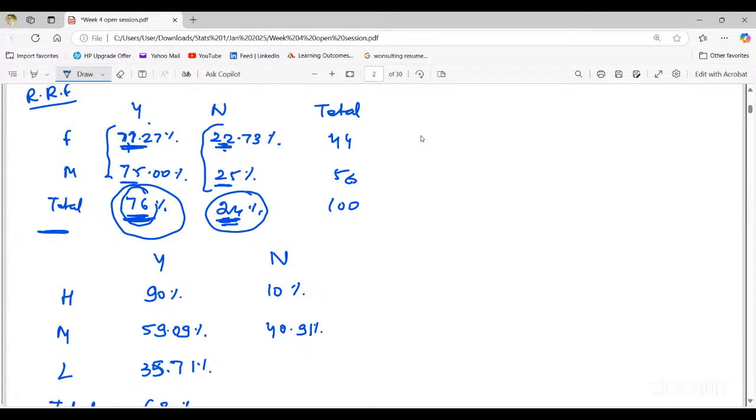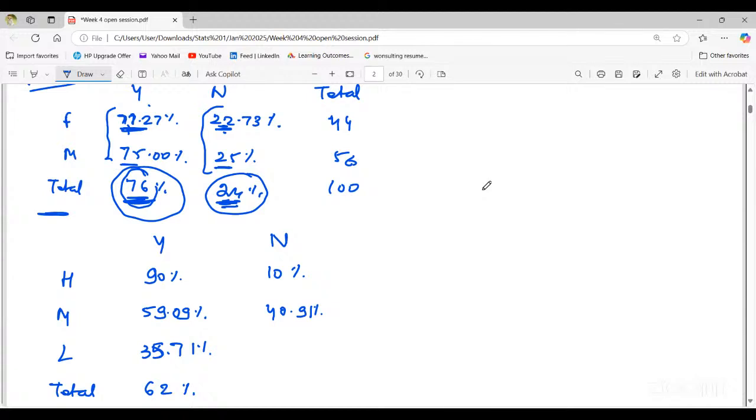If you look overall, the numbers are a bit the same for all the rows, correct? For the rows female, male, and the total, these three rows are almost the same. This way you can observe and say whether they are associated or not. They are not associated because they are the same, right?